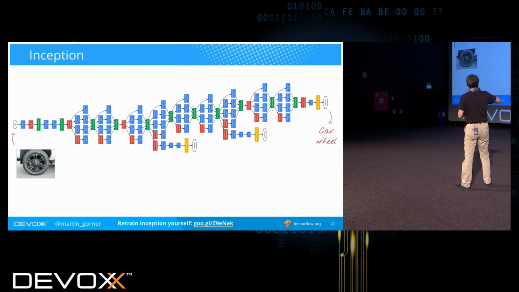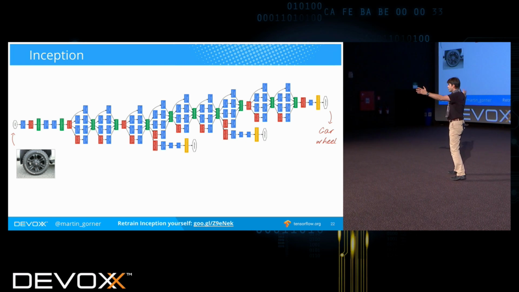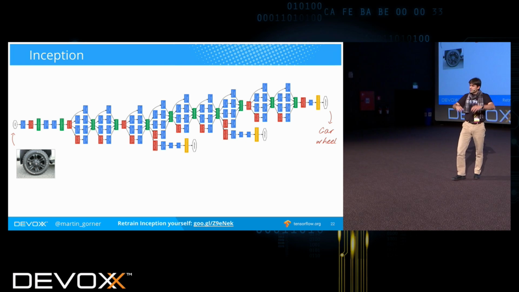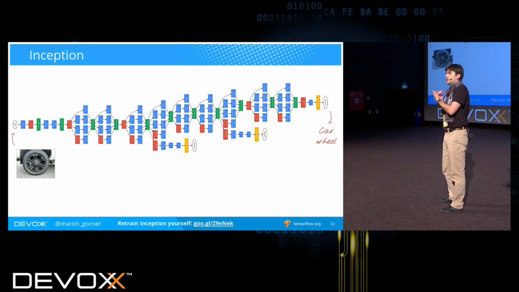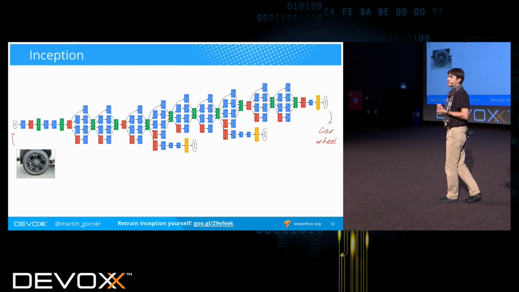But here, there is a strategy. So this is a 40-layer network for recognizing images. Like here, a wheel, and out comes the fact that it's a car wheel. This has been trained on millions and millions of images. So it's quite good. It's what we use in Google Photos and so on.